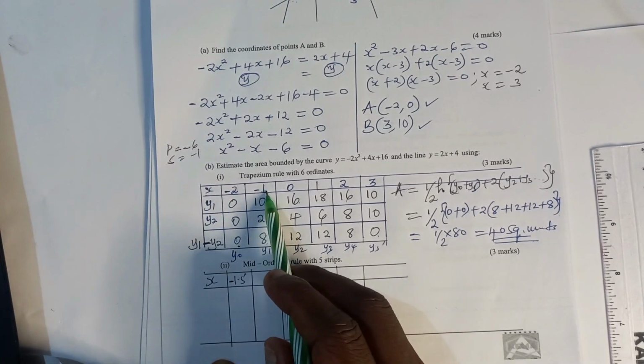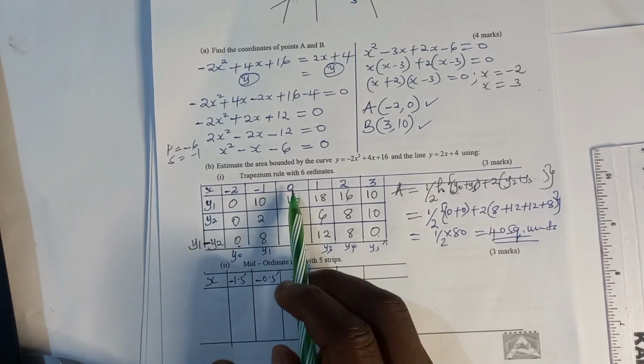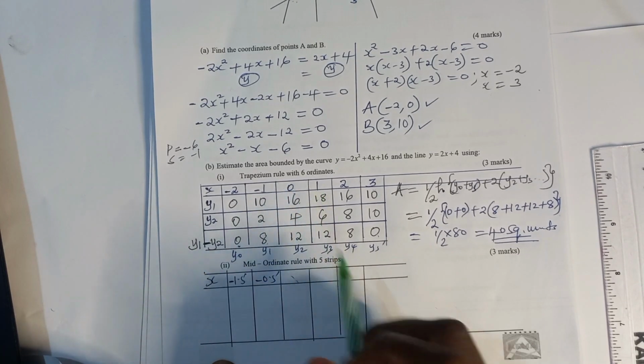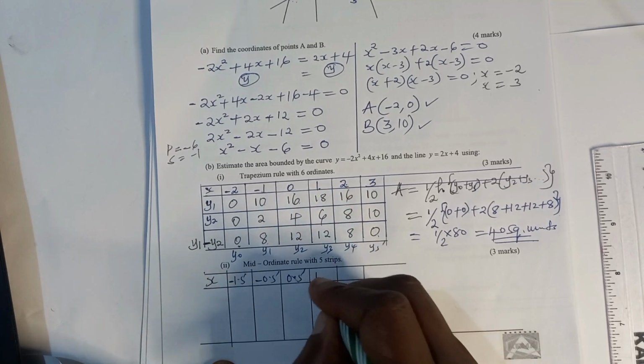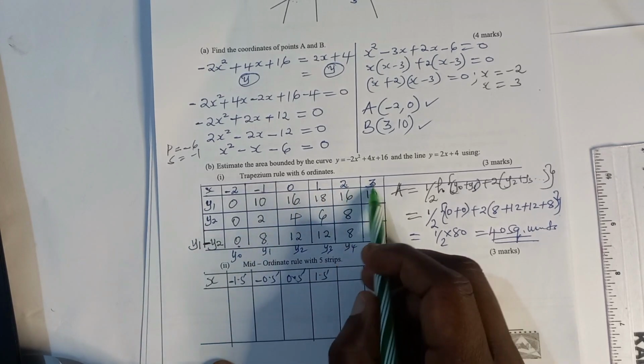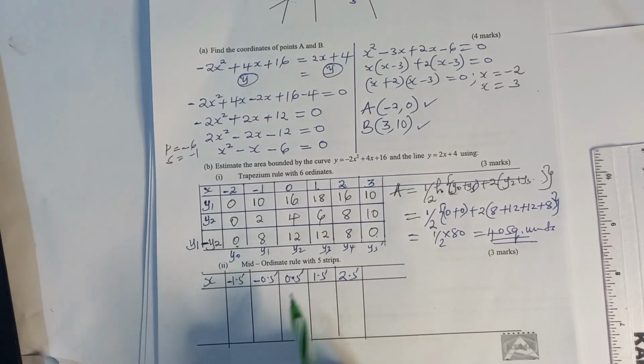Then between -1 and 0 will be -0.5. Then from 0 to 1, the mid of that will be 0.5. And then from 1 to 2, we have 1.5. And then from 2 to 3, the mid of that is 2.5. That is how we extract the midpoints to get the X values that you're going to use.